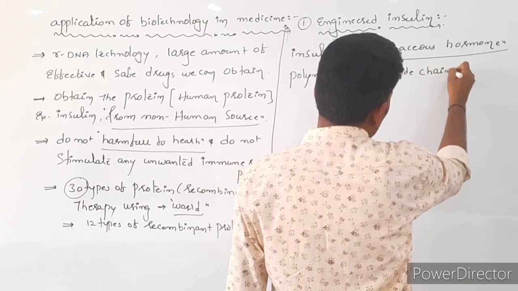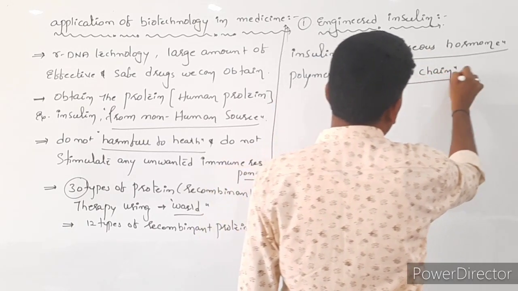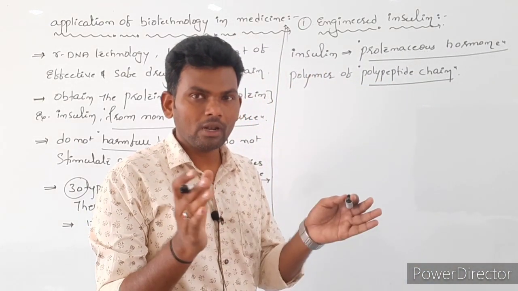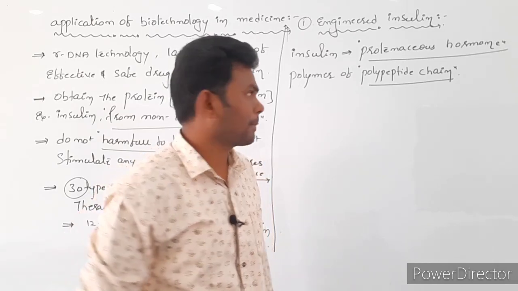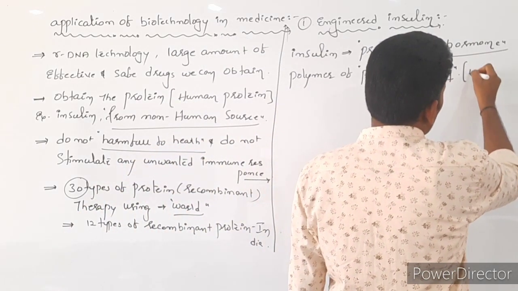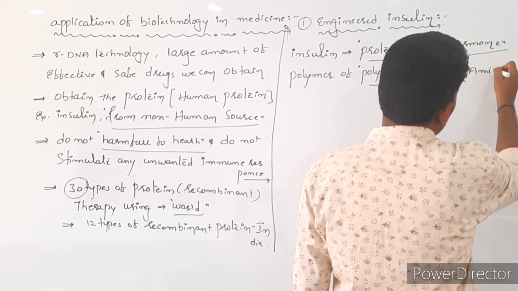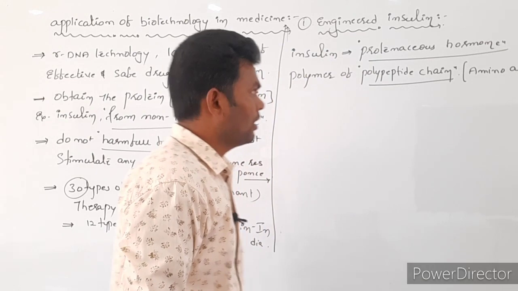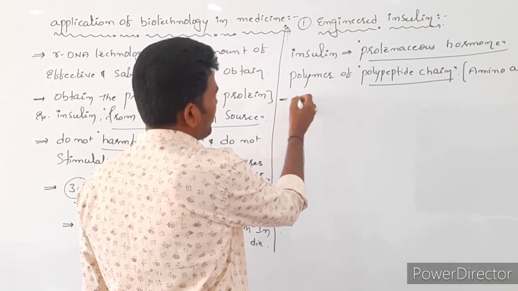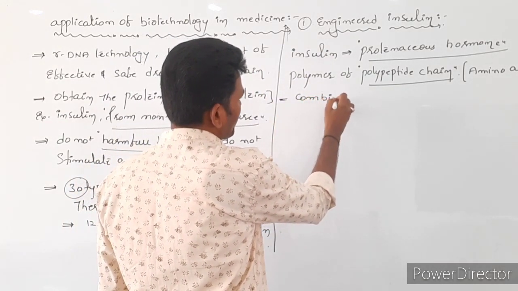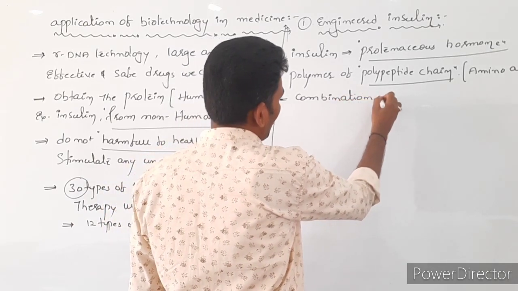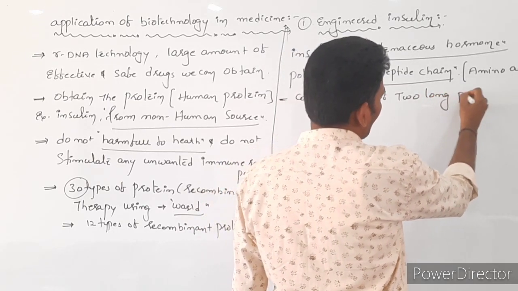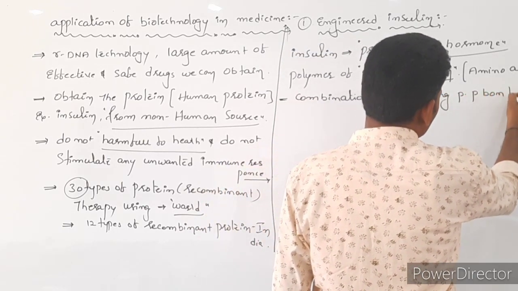chains. In chapter number 11, we already discussed polypeptide chains. Two amino acids come together to form one peptide bond. A polypeptide is formed from amino acids. Here, insulin is a combination of two long polypeptide chains.